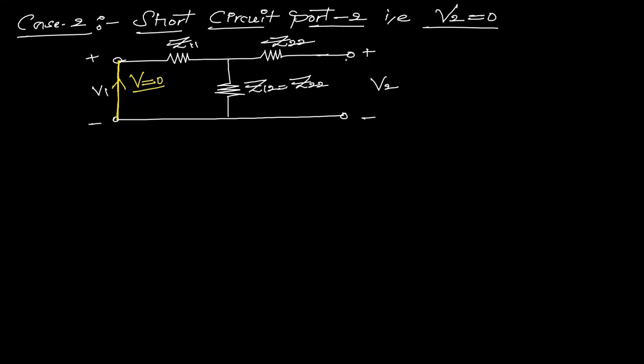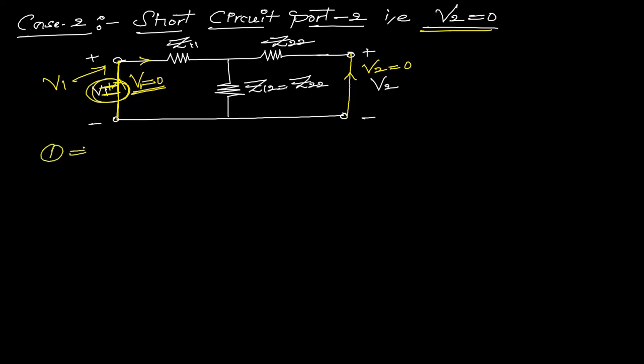Now in case 2, what are we doing? We are short circuiting port 2 like this. Short circuiting means the value of V2 is equal to 0. V1 is equal to 0 if we are short circuiting port 1. V2 is equal to 0 if we are short circuiting port 2. Now when we are short circuiting port 2, port 1 will always be in the active position. It means it will supply voltage. V1 will be supplying voltage. Clear?